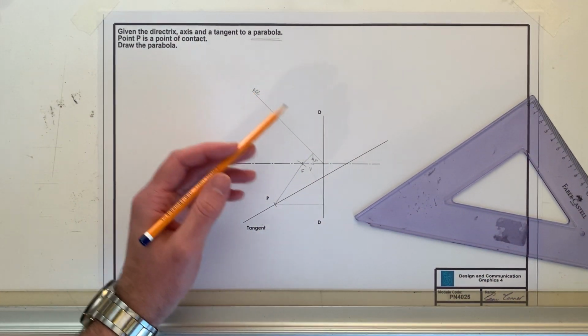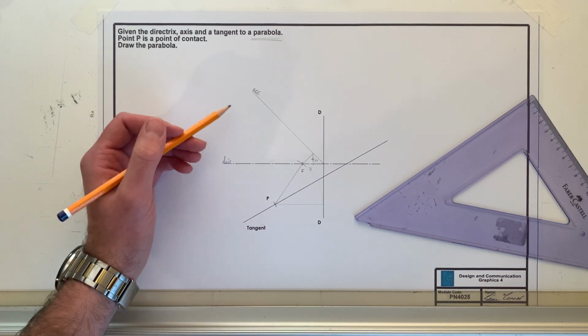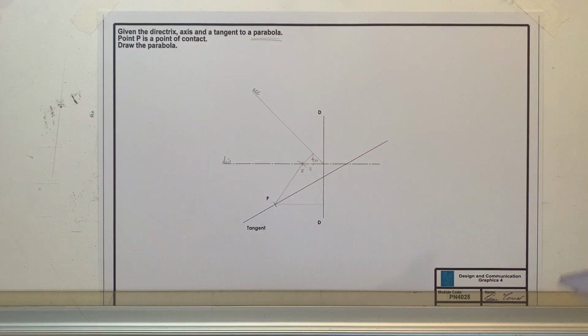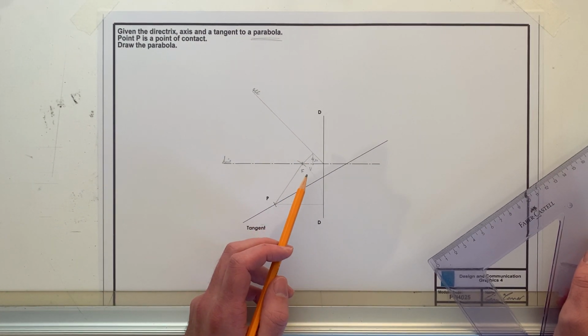If you're dealing with an ellipse, this was less than 45. When you go to 45 here, it will intersect at some point. When that's dropped vertically down, then you'll find your second focal point. So now we have all the information we need. We have our focal point, we have our vertex, we have our directrix, we have our ECC line.